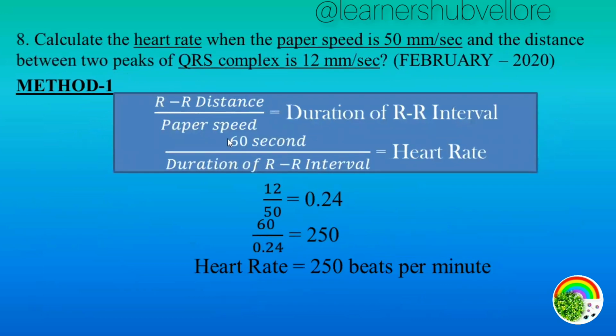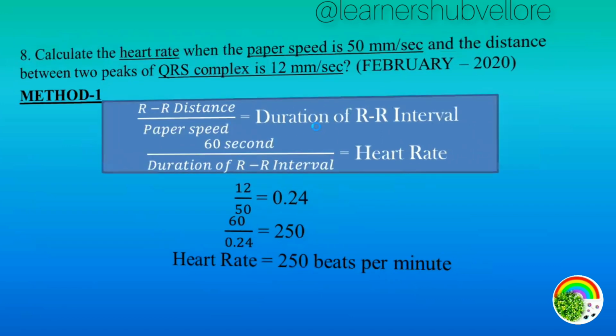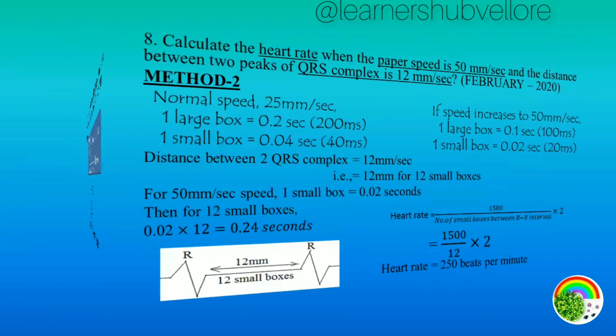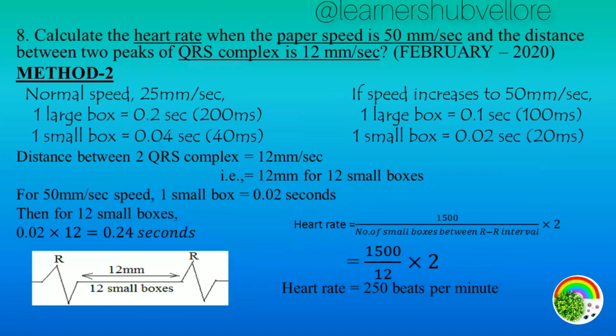This is also the same kind of question. You need to apply the values. Here the RR distance is 12 mm, divided by paper speed, how much? 50 mm. So 12 divided by 50 is equal to 0.24. 60 divided by 0.24 is equal to 250. You try it in method 2. Just pause the video, try it in method 2, and afterwards check the answer.